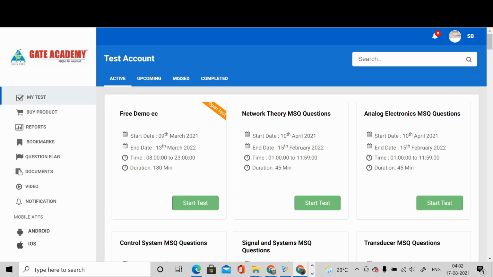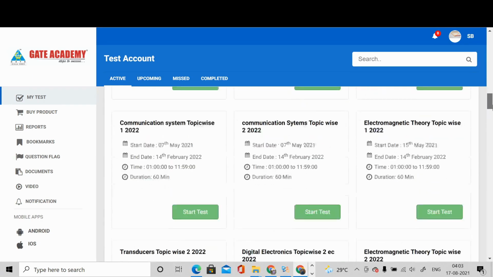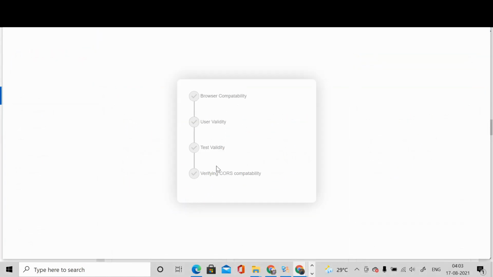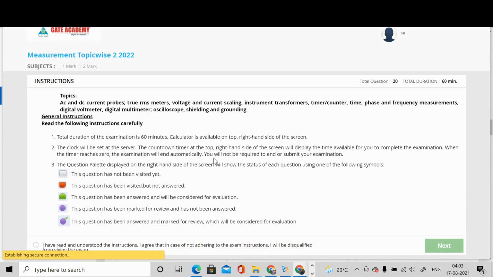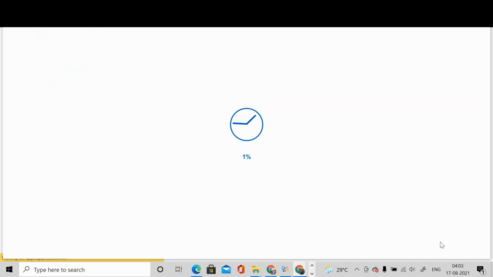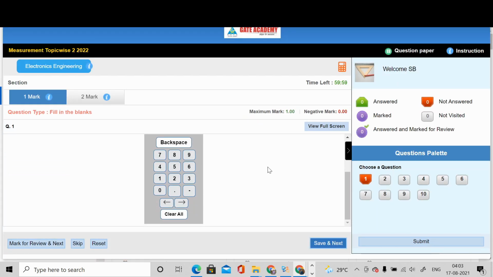So first thing I would like to tell you is about the interface. Okay, so let me just start a test. For example, let me start this measurement topic wise 2 test. Let me start it. So here the interface is quite similar to that of the GATE examination, you can see that. So if I start the test, you can see that the whole interface is quite similar to that of the GATE examination. So as far as interface is concerned, it is exactly like GATE. Here you can also find the calculator. So it is very good.